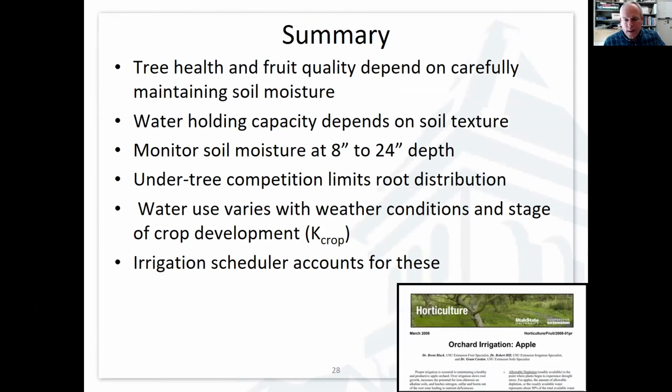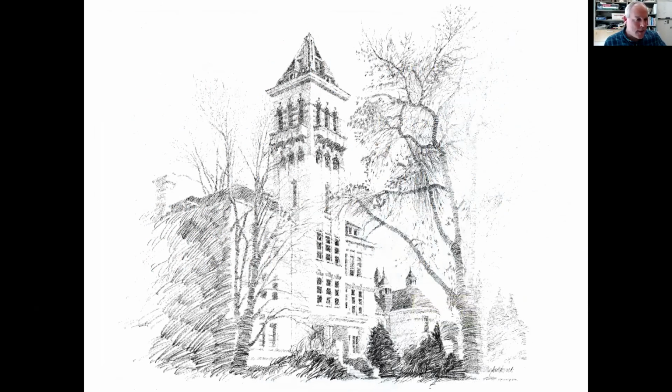And then your water use varies with weather conditions and stage of crop development, and you can access weather conditions through one of these orchard weather networks or a close nearby weather station and know what your crop coefficient is. And if you have access to it, this Irrigation Scheduler is a great way to do both of these. And that's all I have, Candace.